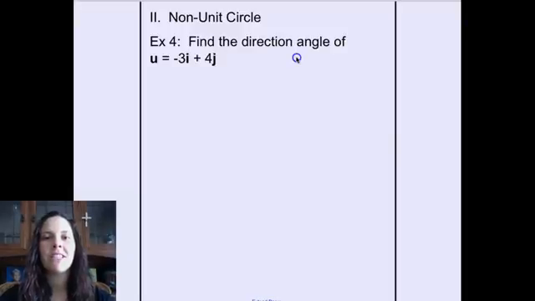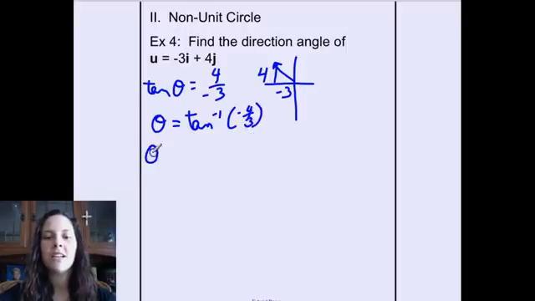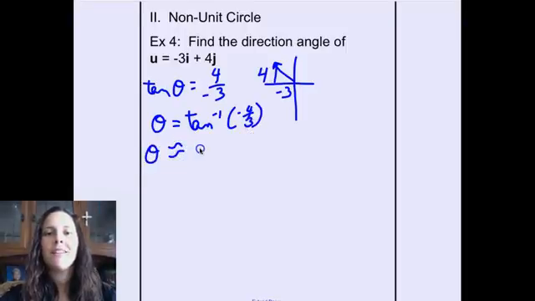Next, we're going to take a look at a couple of examples that don't fall on the unit circle exactly. Our first one, we have a component form of ⟨-3, 4⟩. To find the direction angle, we will again set up the tangent. ⟨-3, 4⟩ would be in the second quadrant. So our tangent of theta would be opposite over adjacent, 4 over -3. Because this is not on the unit circle, we will take the tangent inverse of both sides and punch that into our calculator to get our angle of theta.